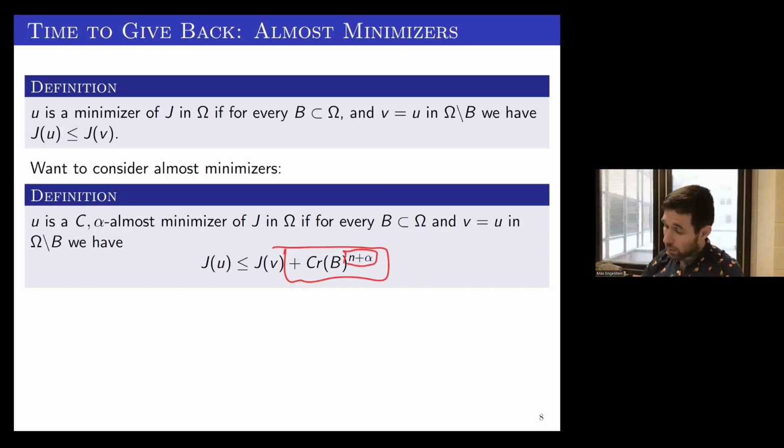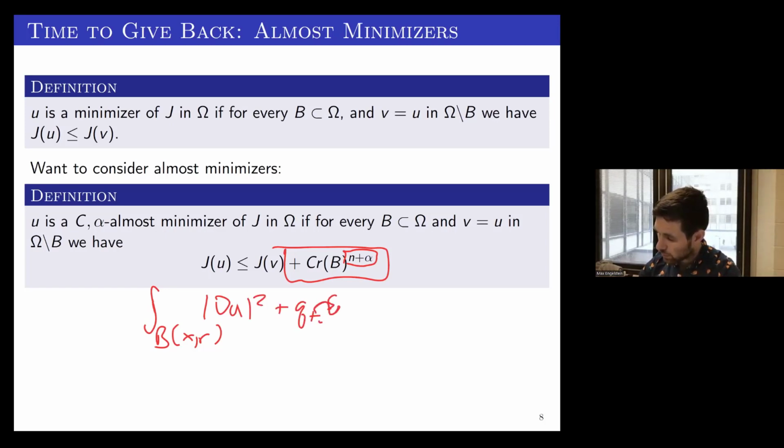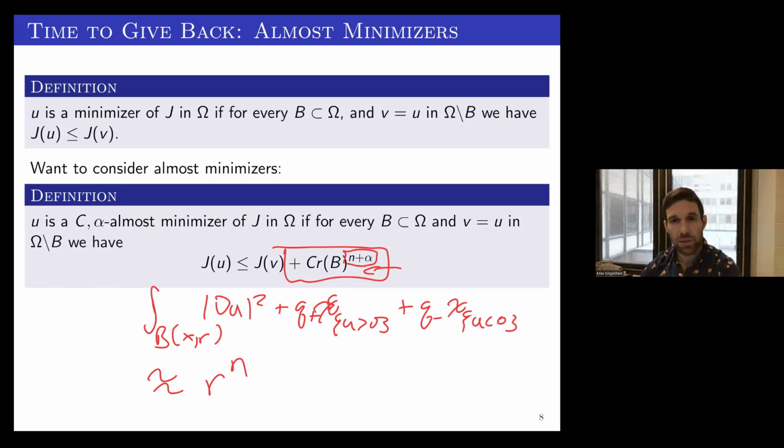Well, some preliminary calculations can show you that if you take this integral in a ball of radius r, grad u squared plus q plus characteristic function of u greater than 0 plus q minus characteristic function of u less than 0, this should be roughly on the order of r to the n. So this term here is getting smaller faster than the main energy restricted to the balls that you care about. So you should think of it as being a higher order term, maybe something like noise, right? This can represent like a noisy measurement in your model, for example.